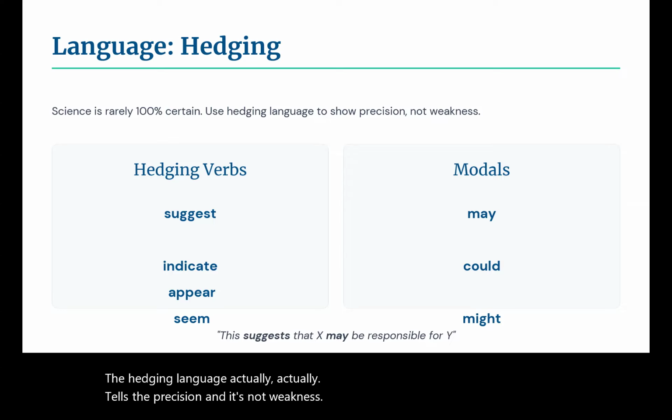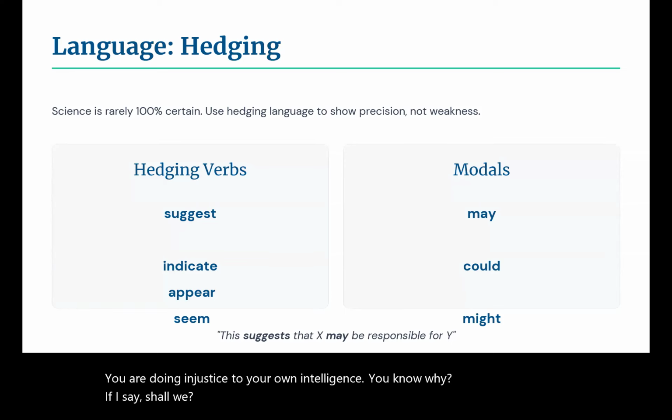Now, if I happen to ask one question, if I ask, shall we stop the lesson right now? If you dare answer just saying yes or no, you are doing injustice to your own intelligence. You know why? If I say, shall we, I indicate I do. It is not "I do stop now." It is about shall we. It's not "we do stop now." It's shall we. So I'm asking for a room, a probability for stopping.